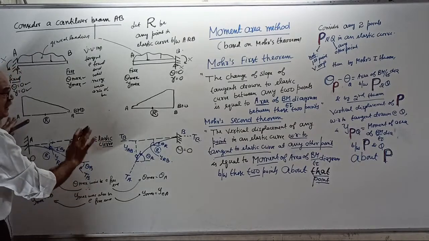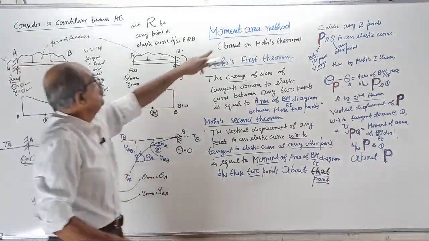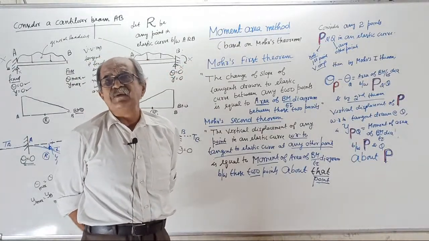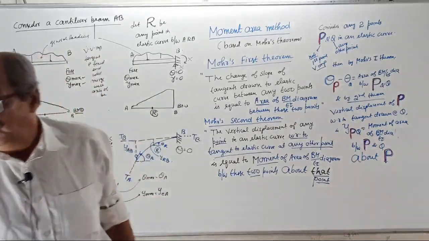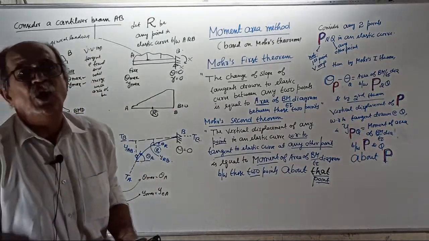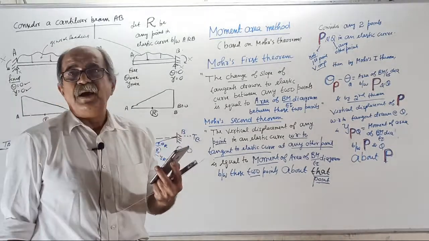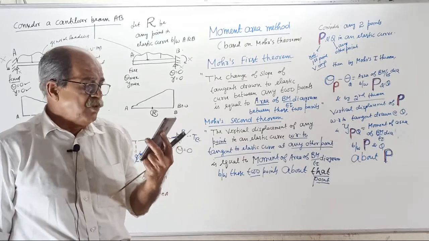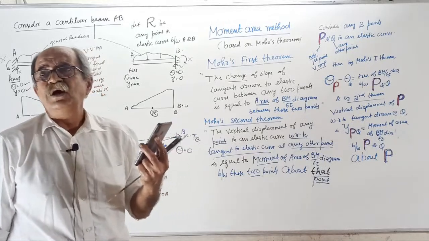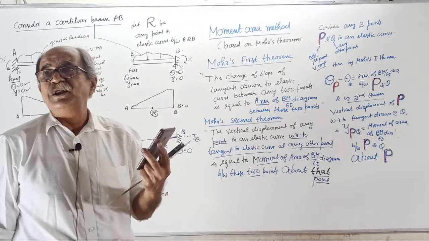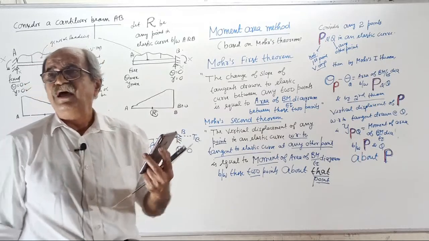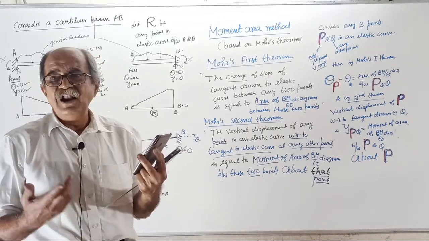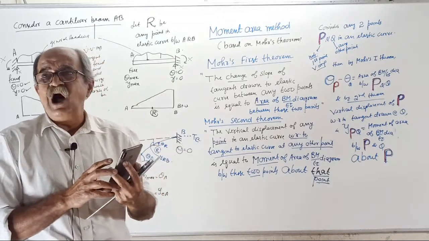Now, for the time being, leave this one. Come to the moment area method. I will tell you why. Yesterday I gave you some examples: point load, UDL, UVL, all. I told you to get the answer. Did you get it by Macaulay's method? Integrate two times, substitute boundary conditions. I told you for a point load, WL square by 2 slope, WL cube by 3 deflection, for UDL, WL cube by and so on. Did you get all that, or have you not tried?